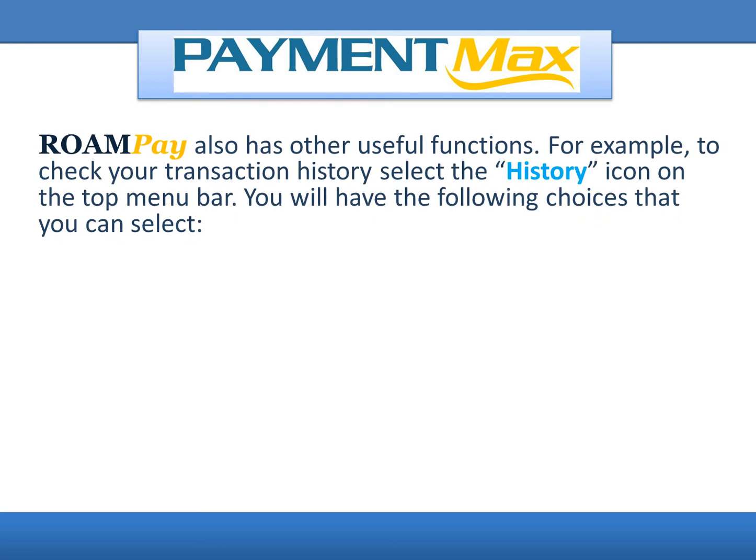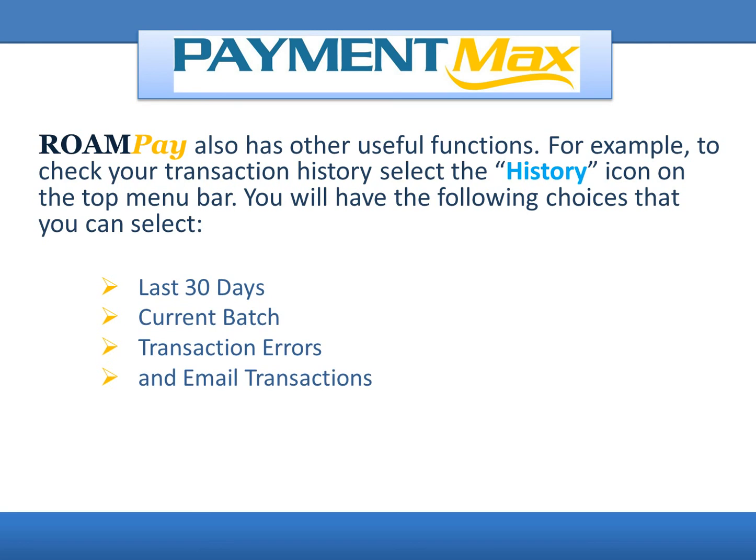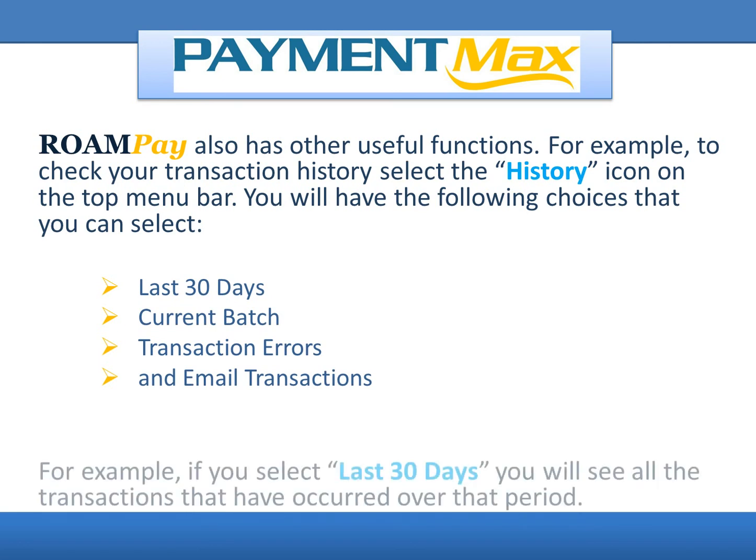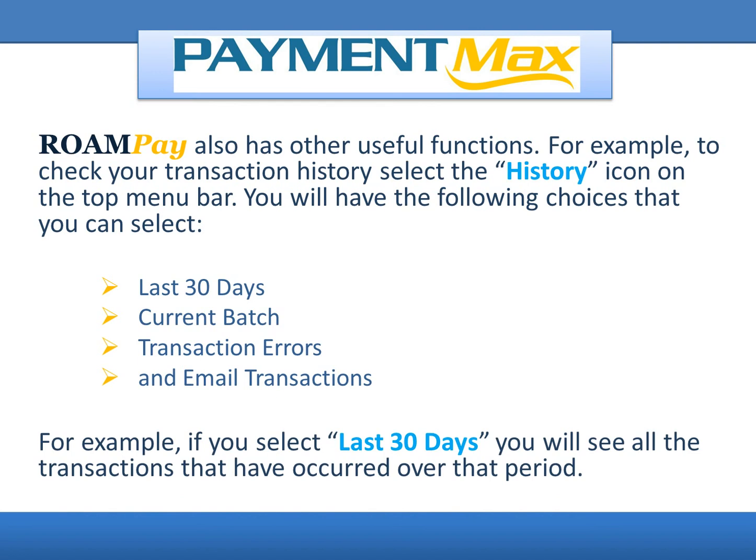RoamPay also has other useful functions. For example, to check your transaction history, select the History icon on the top menu bar. You will have the following choices that you can select: last 30 days, current batch, transaction errors, and email transactions. For example, if you select last 30 days, you will see all the transactions that have occurred over that period.